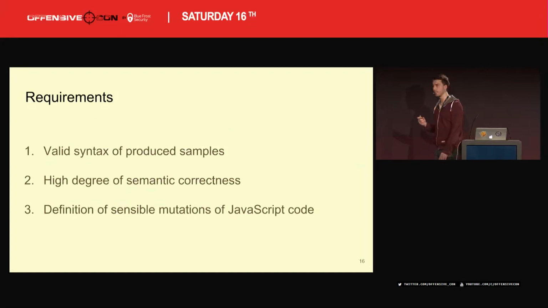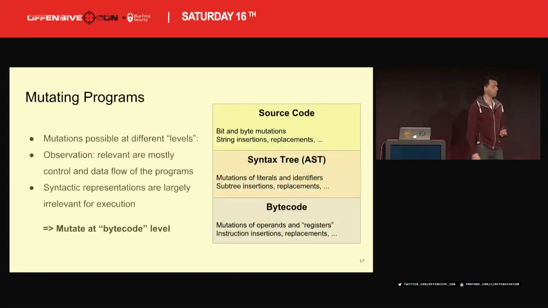So then the final question, or the final requirement, is that we need mutations for JavaScript code. A mutation-based fuzzer needs some kind of way of mutating inputs. Bit flipping is probably not super effective, and then we run into the syntactic correctness problem. So let's try to figure out sensible mutations to JavaScript code, or source code in general.